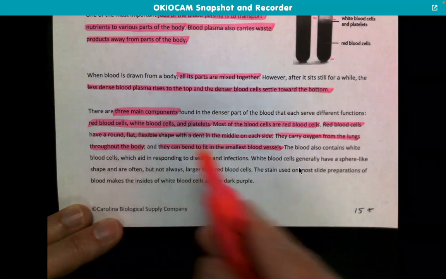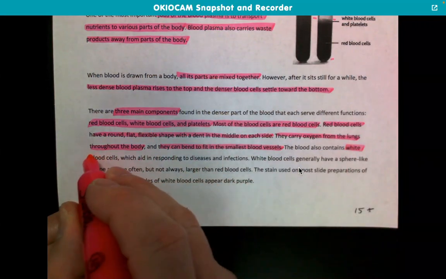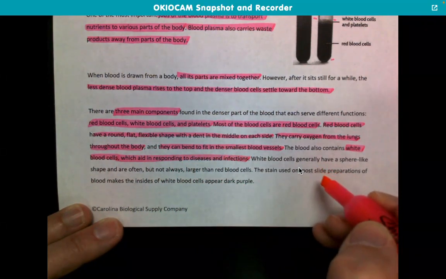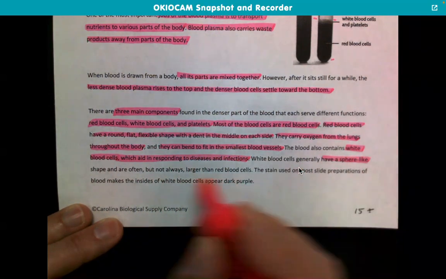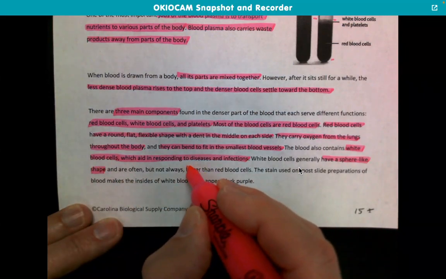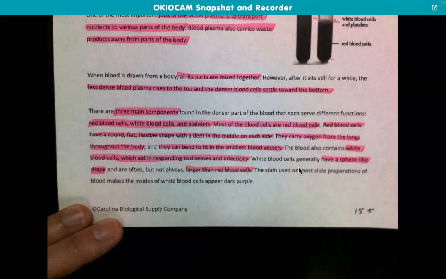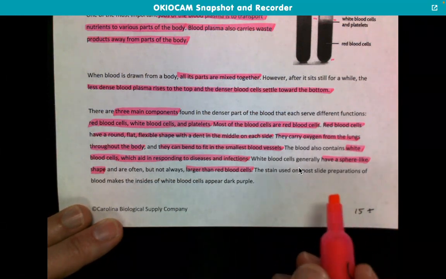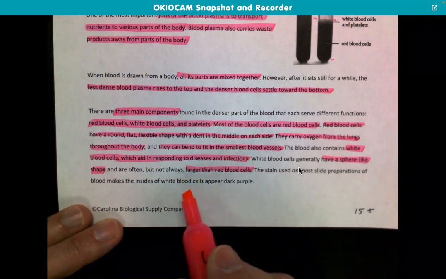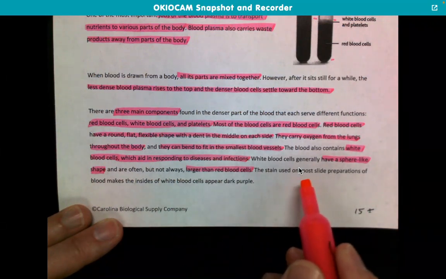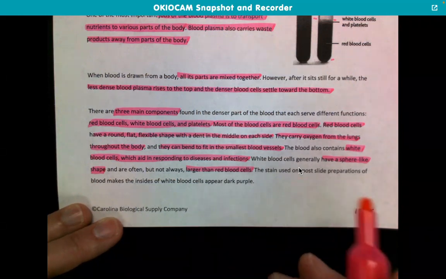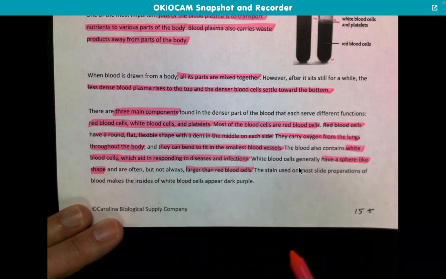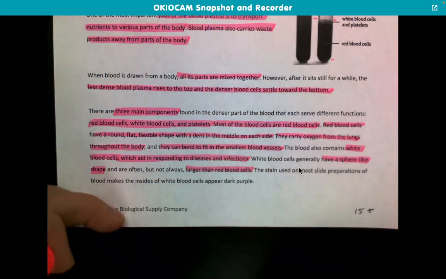We go to the second one, white blood cells. White blood cells aid in responding to disease and infection. Their structure is that they have a sphere-like shape and sometimes are larger than red blood cells. If you remember looking at the pictures of the human and cat blood, the ones that had the dark purple, those were the white blood cells. When they stain these slides, the white blood cells actually turn dark purple on the inside. So that's what we're seeing there.